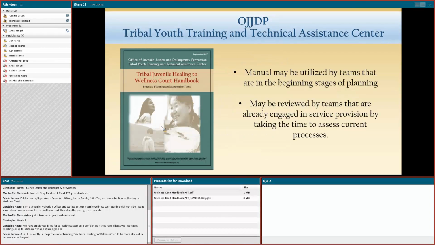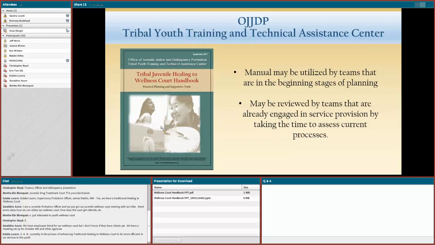As I mentioned before, the manual can be utilized by teams that are in the beginning stages of planning. That's that foundational information that we were discussing. And then also as a reference to be reviewed by teams that are already engaged in service provision. So it can be used all along the timeline of establishing a juvenile healing to wellness court.